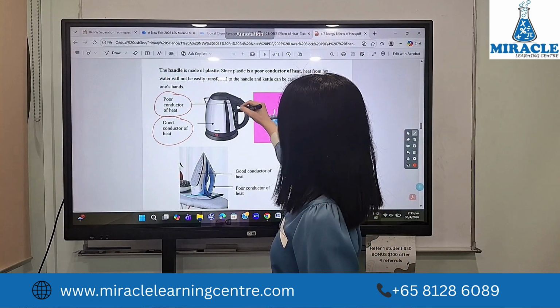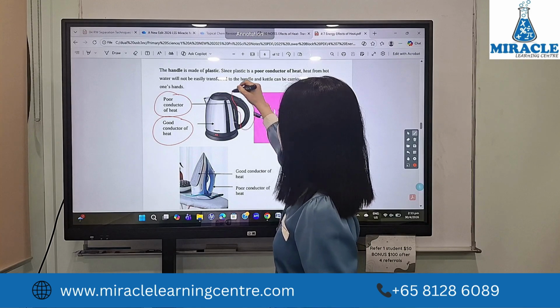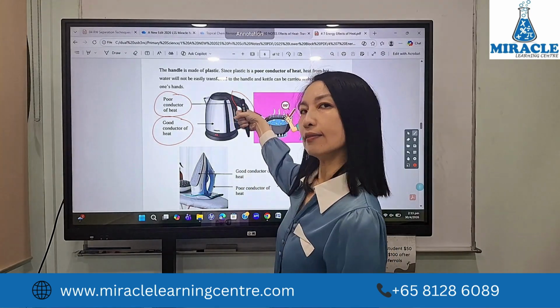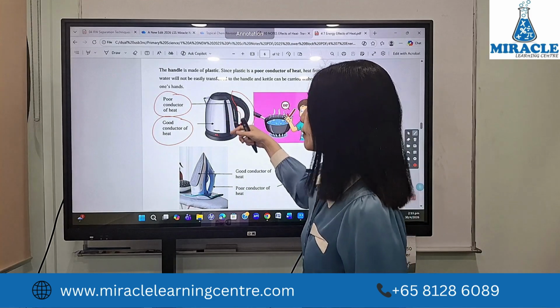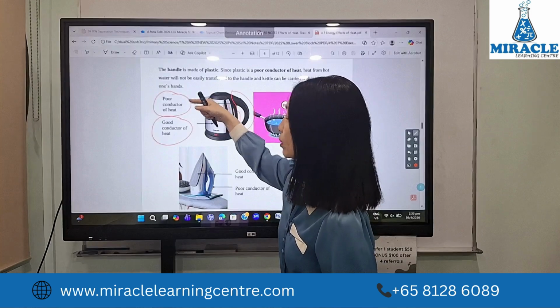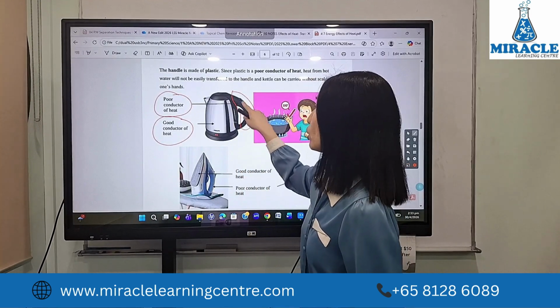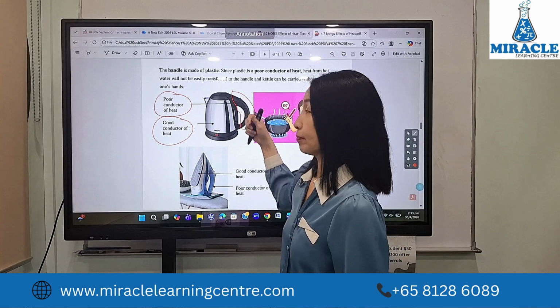So we know that in a kettle, we need to use a poor conductor of heat for the handle. Why? Because if we hold the handle and it's hot, what will we do? We will drop the kettle. So we need the handle to be a poor conductor of heat, so it conducts heat very slowly and will not make the handle hot, and we can hold the handle easily.